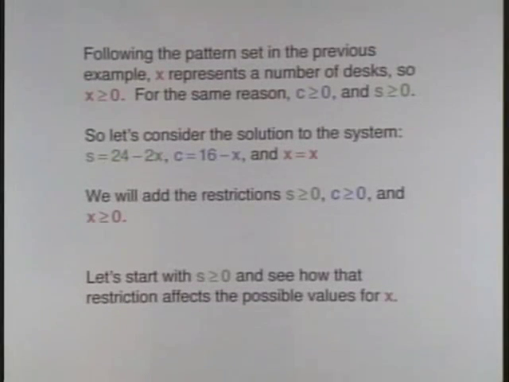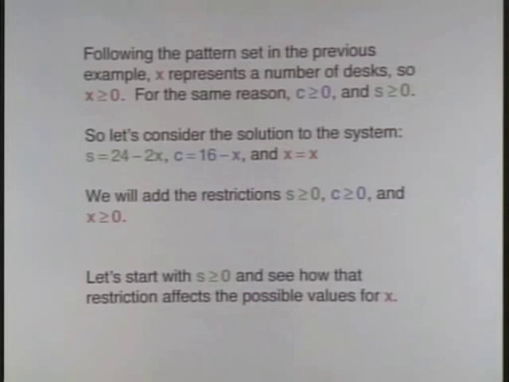Following the pattern set in the previous example, x represents a number of desks, so x is greater than or equal to 0. For the same reason, C is greater than or equal to 0, and S is greater than or equal to 0. So let's consider the solution to the system. S equals 24 minus 2x, C equals 16 minus x, and x equals x. We will add the restrictions. S is greater than or equal to 0, C is greater than or equal to 0, and X is greater than or equal to 0.